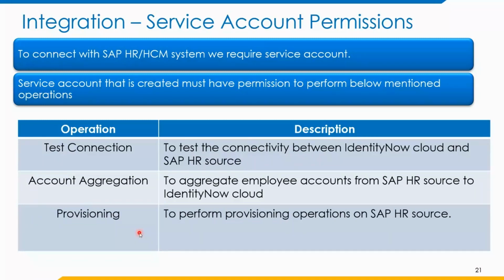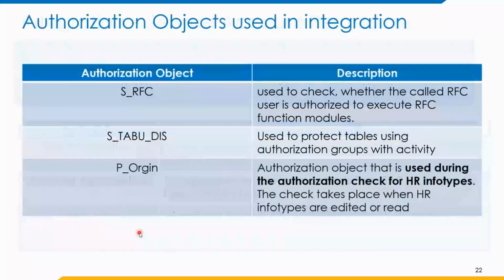In order to have those permissions in the SAP HR system, we have authorization objects. These are the main authorization objects, with different combinations of the data that we store. Coming to S_RFC, it is used to check whether the RFC call is authorized or not.